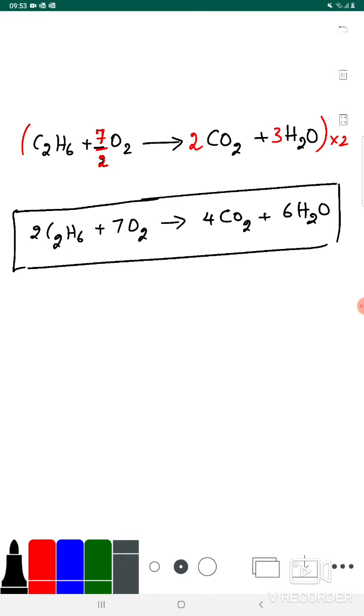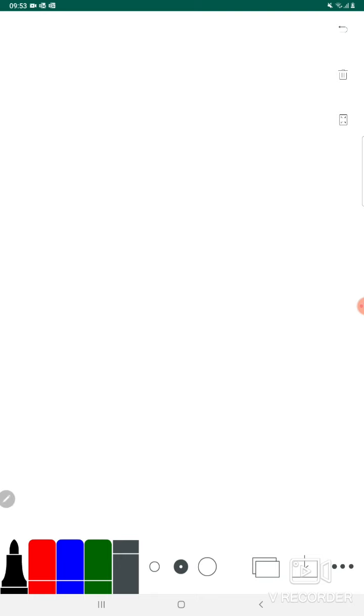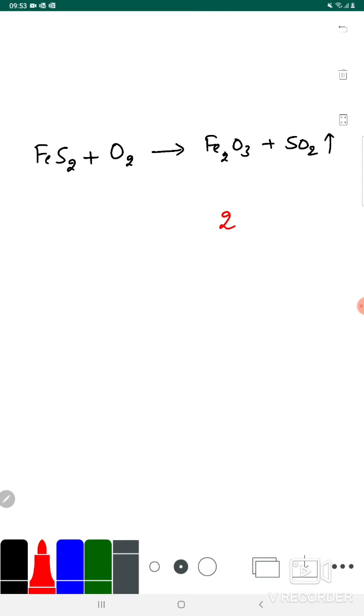Then on the same variety, let us consider FeS2 reacting with oxygen gives Fe2O3 plus SO2, sulfur dioxide, right? So now I am supposed to balance this. I have 2 iron, so here I will take it 2. So now I get 4 sulfur, so I will make this as 4.